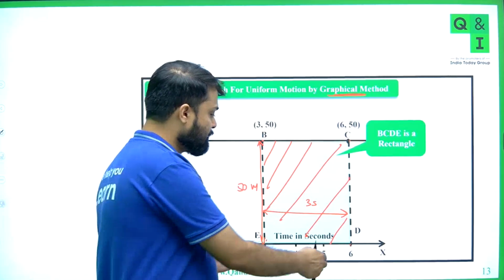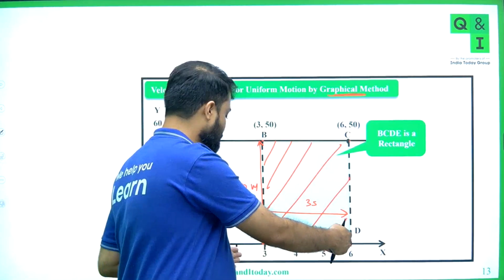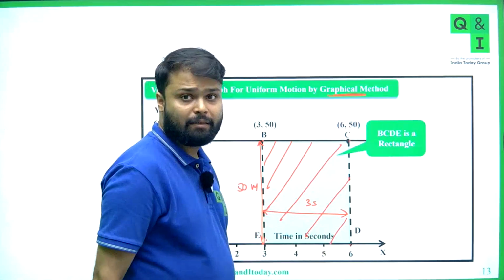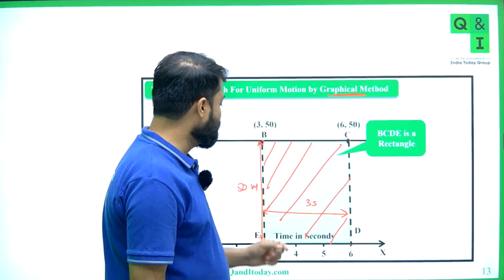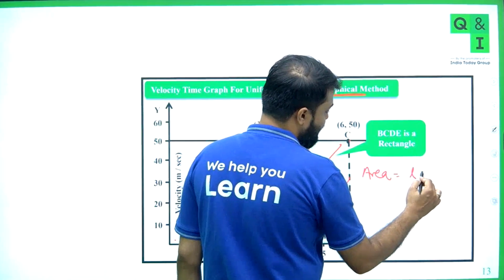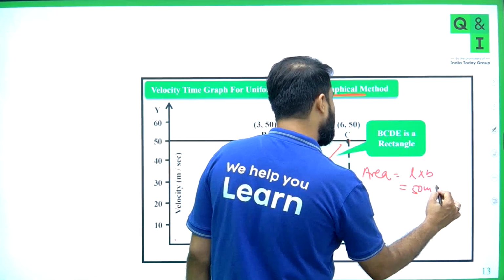This much is 3 seconds. Now this length is 3 seconds. Total is 6. This much is 3. So this is 3. Now this is 50 meter. So simply length into breadth. Area is equal to length into breadth for a rectangle. Now this is 50 meter into 3 seconds.